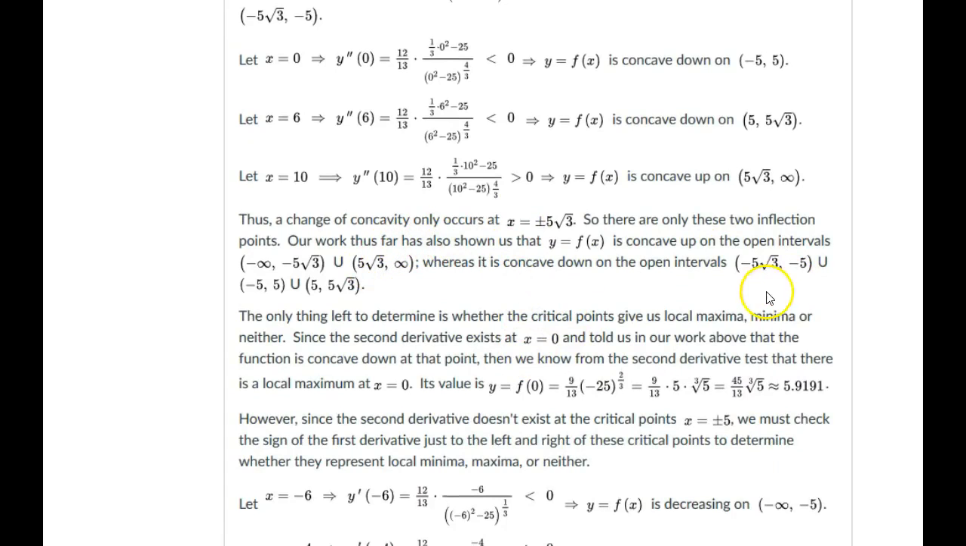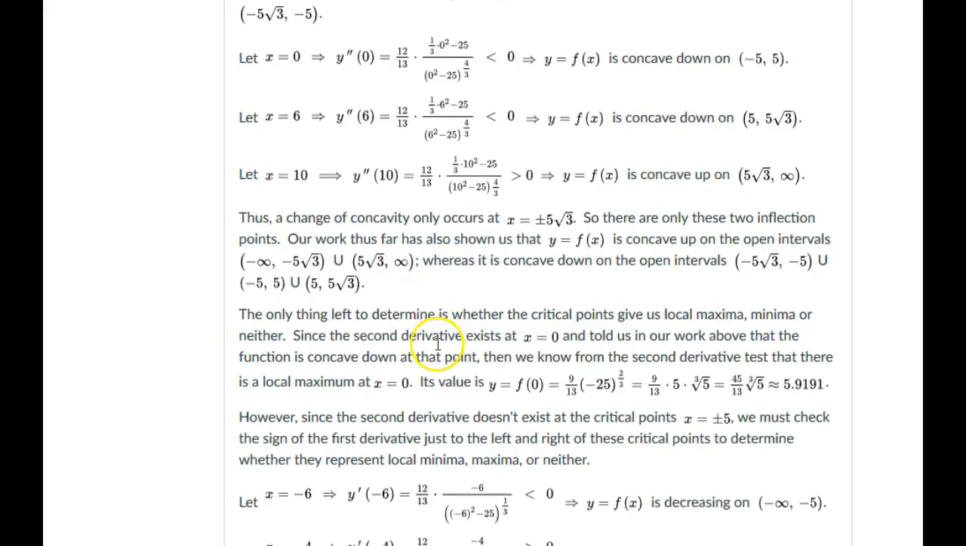And so I wrote down the function is concave up on the intervals minus infinity to minus 5 square root of 3, union 5 square root of 3 to infinity. But it's concave down on minus 5 square root of 3 to minus 5, union minus 5 to 5, union 5 to 5 square root of 3. And those are all open, of course. Right at the second derivative being 0 or being undefined, it's neither concave up or down. It's either a change or some other problem.